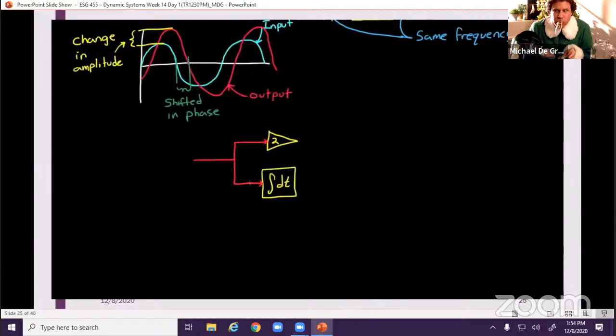If we take an input sine wave and subject it to these 2 separate paths, the upper path is just multiplying it by a constant 2, and the lower path is integrating it, and then summing them together produces the output.